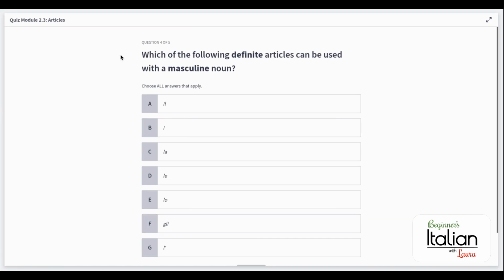Okay, number 4. Which of the following definite articles can be used with a masculine noun? Choose all answers that apply. A, il, B, i, C, la, D, le, E, lo, F, gli, and G, l'.